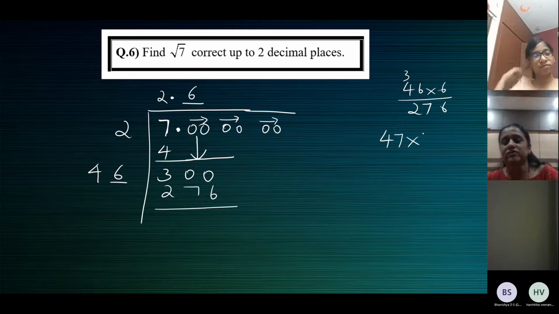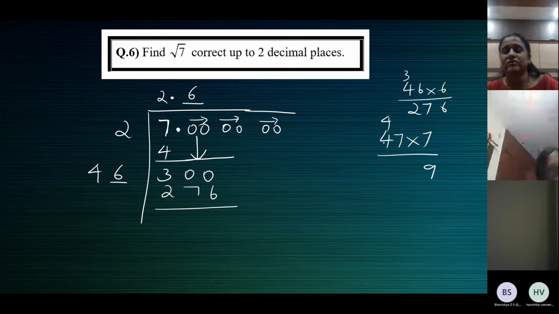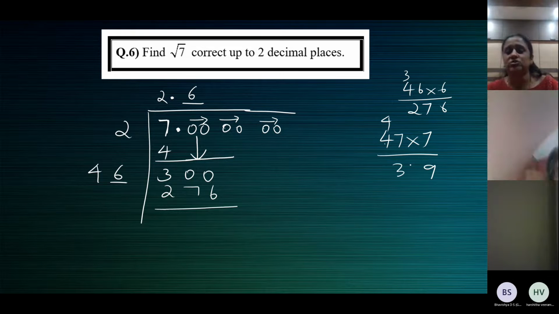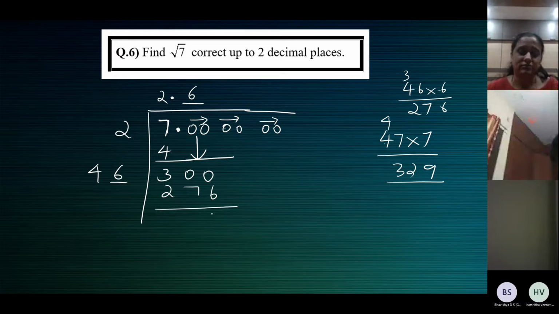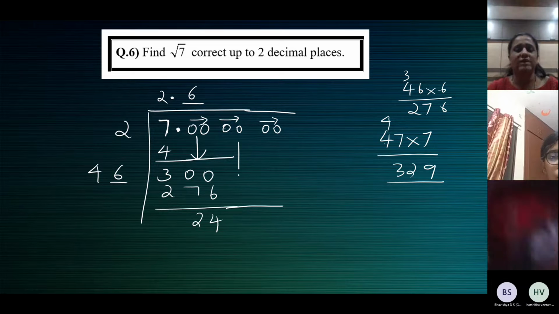What is 47 into 7? Ma'am, 7 7s are 49. 9, 4 carry over. 329, ma'am. Yeah, 7 4s are 28, 32. 329. What's the remainder here? Ma'am, 24, ma'am. 24 is the remainder. Now the next pair can come down.